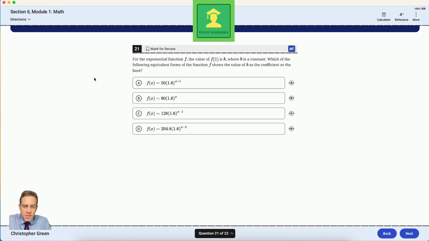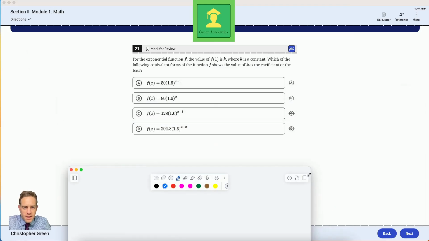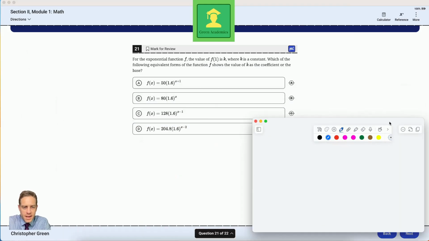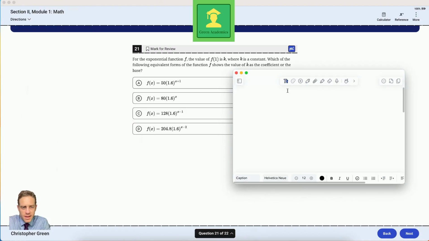For the exponential function f, the value of f of 1 is k, where k is a constant. Which of the following equivalent forms of the function f shows the value of k as the coefficient or the base? It's a confusing question if you haven't done one like this before. I'm going to try to simply write the answer choices by example, what that actually would give you. I think that's probably the best way to explain how to do it in this case.